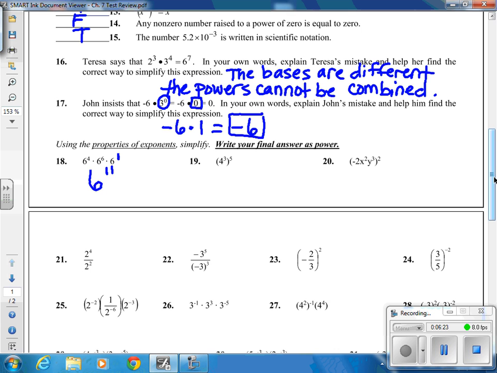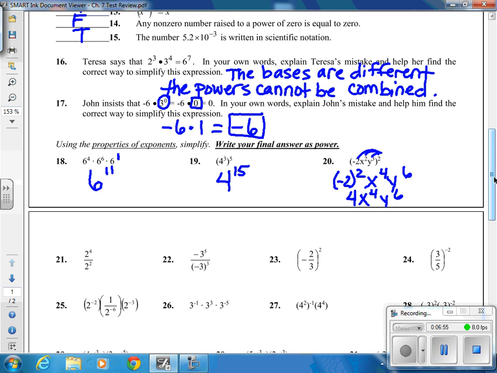Because it's power of a power, we're going to multiply. This becomes 4 to the 15th power. For number 20, this would be your distributing. So you're going to give that power of 2 to the negative 2, the x squared, and the y cubed. Remember, because this negative 2 is negative, it needs to stay in parentheses when you go to square it. And then it becomes x to the 4th power and y to the 6th power. Also remember that your coefficient cannot be a power, so we need to turn it into a regular number. Negative 2 in parentheses squared becomes positive 4. And then x to the 4th, y to the 6th.